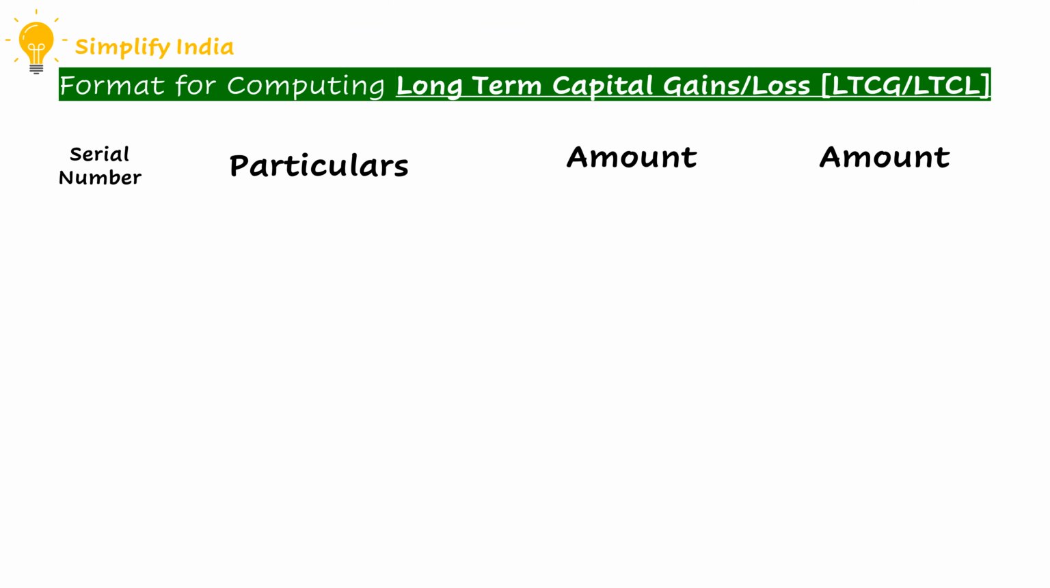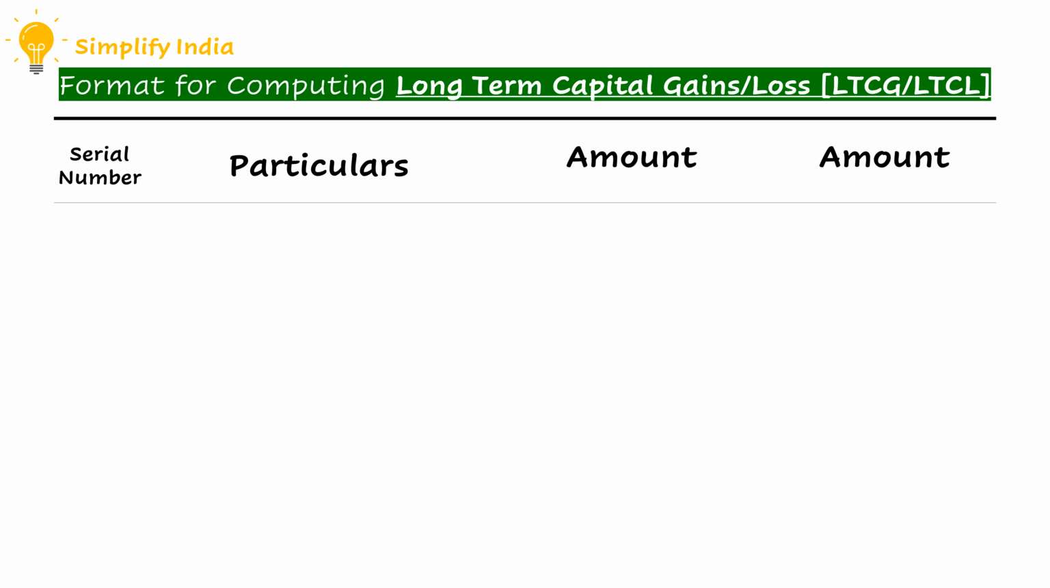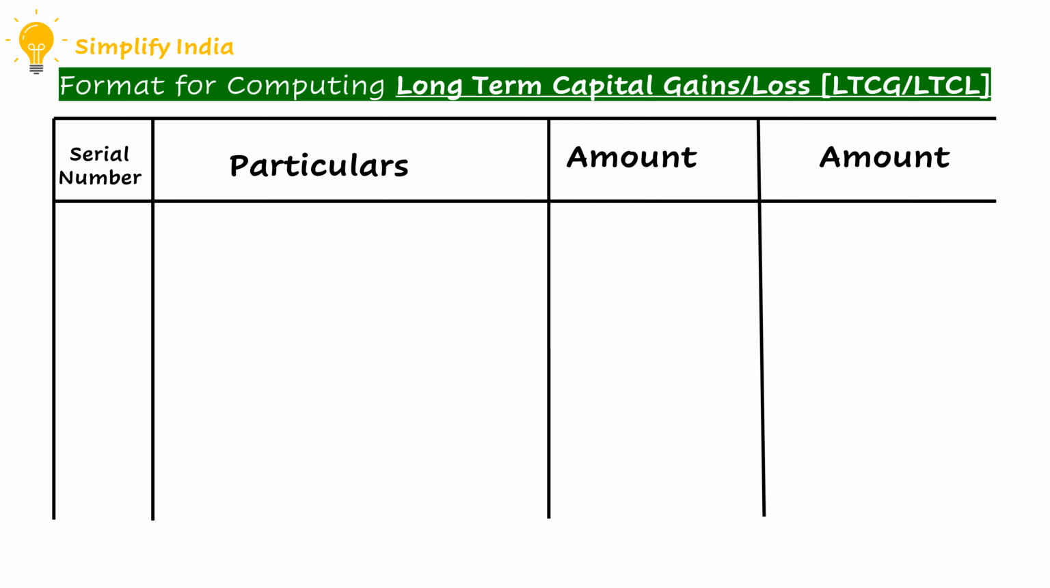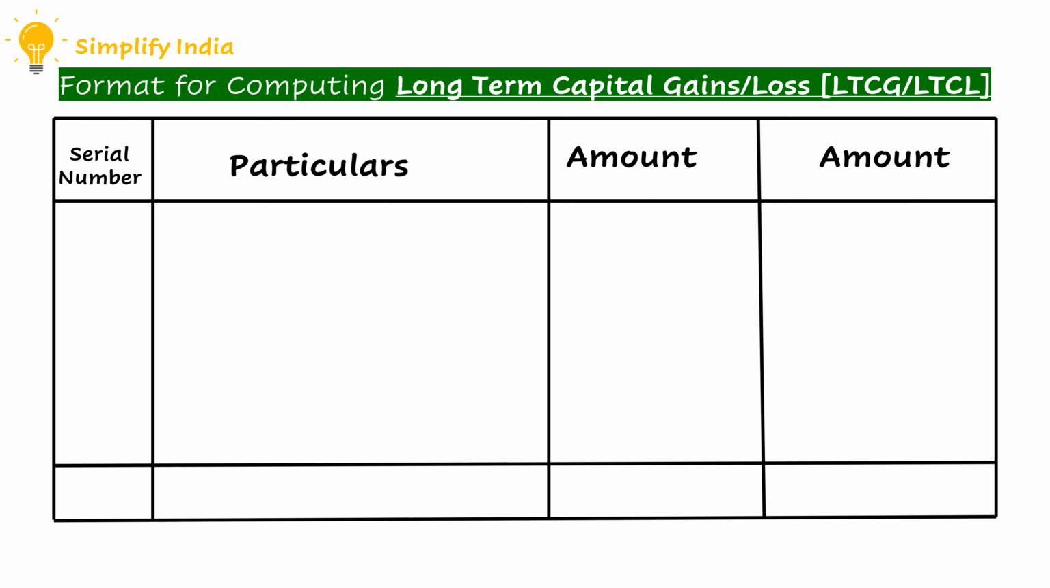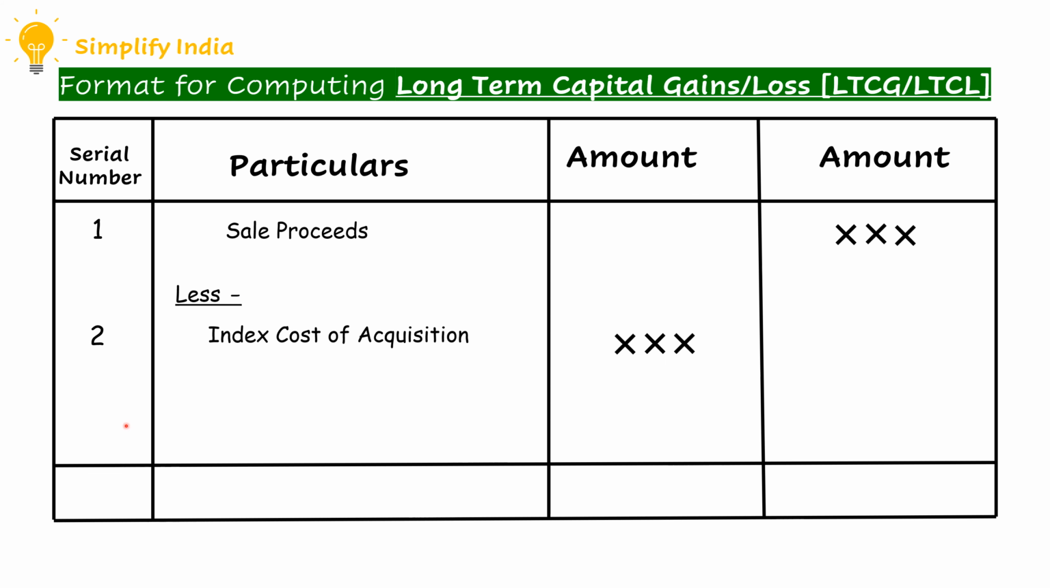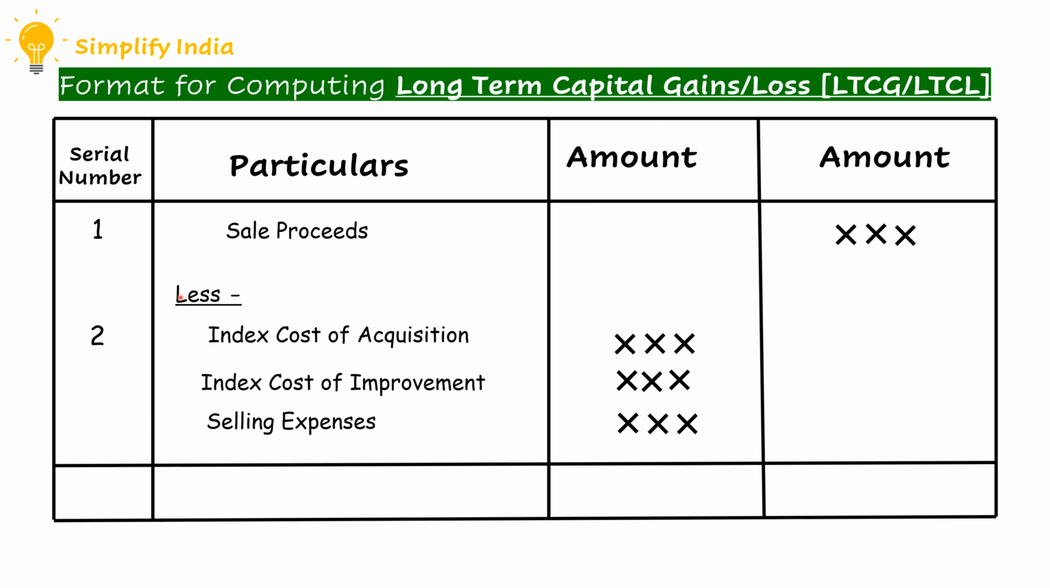Next, let us learn the format for computation of long-term capital gain or long-term capital loss. Here, in case of long-term capital gain or loss, we have to consider the indexation benefit, which is applicable only in case of long-term capital asset. Here, we have to take sales proceeds, from which we have to deduct index cost of acquisition, index cost of improvement and the selling expenses. When we deduct all these three items from the sales proceeds, we arrive at long-term capital gain or long-term capital loss.